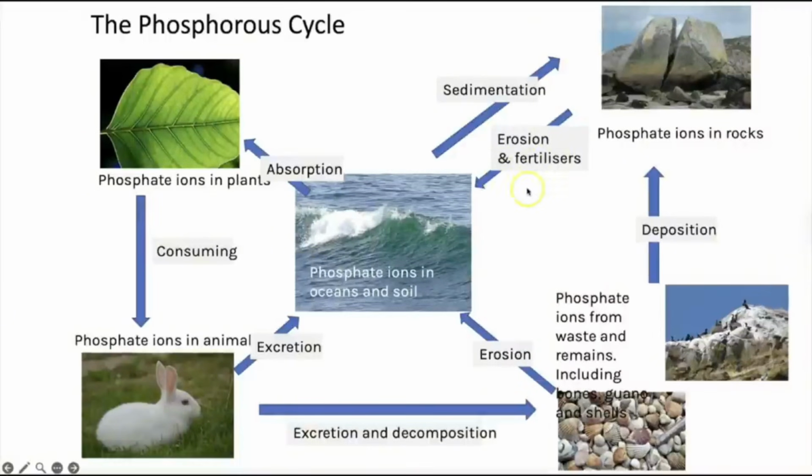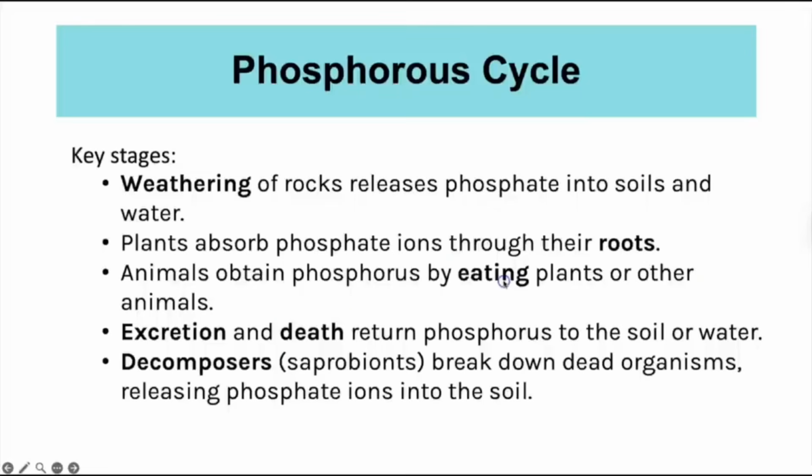Now, fertilizers, this is going to be something that you'd have to artificially add to get more phosphorus back into the soil. So here are our key stages. We've said the weathering of rocks, and that releases phosphate ions into soils and water. Plants absorb phosphate ions through their roots. Animals obtain phosphorus by eating plants or other animals.